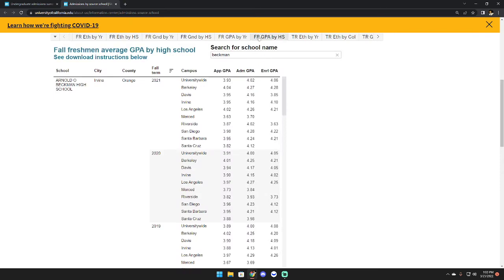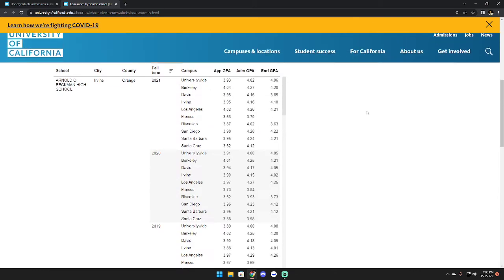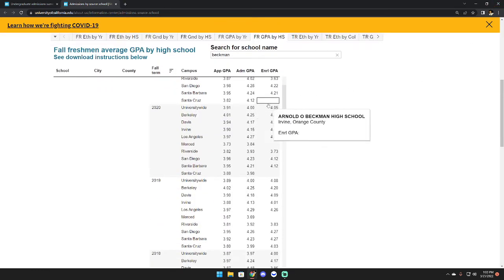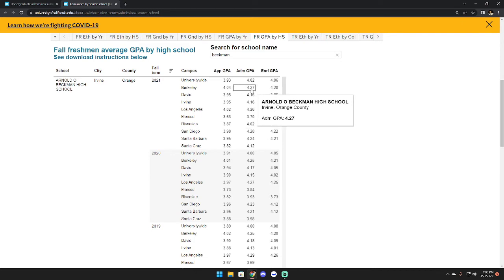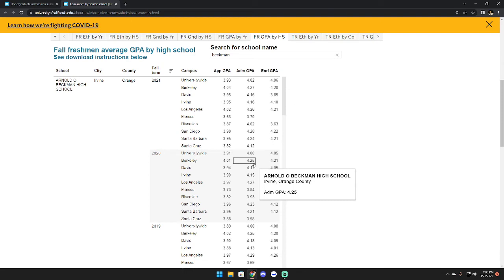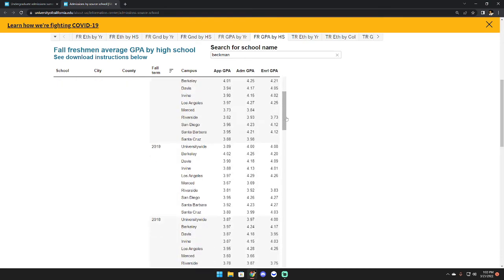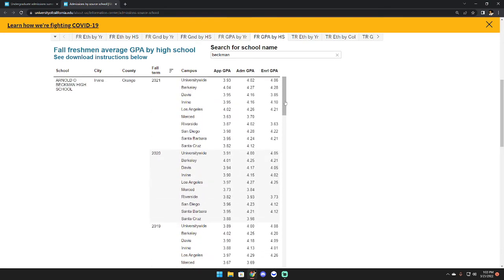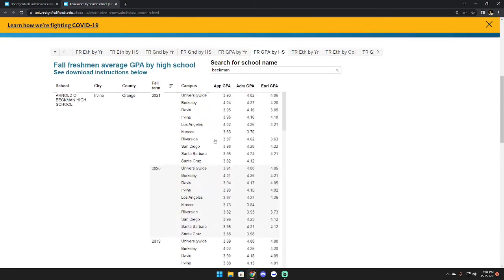So if you go to freshman GPA by high school, you could take a look at Arnold Beckman, and in 2021, university-wide for UCs altogether was about a 4.0. Berkeley was 4.2. LA was 4.26. Last year, it was roughly the same. It's not too much noise in it. It's not like it's getting harder or harder at Arnold Beckman itself. It just seems like you still have to be around that 4.2, 4.3 range to have a good shot.